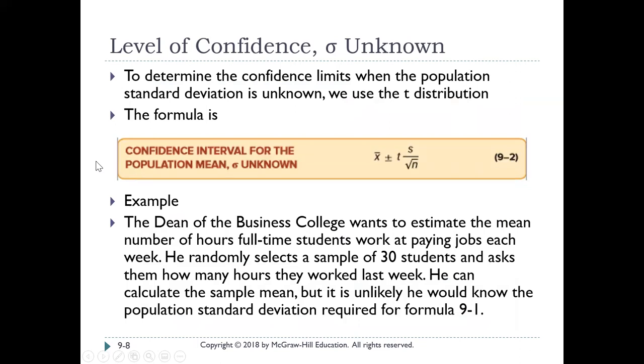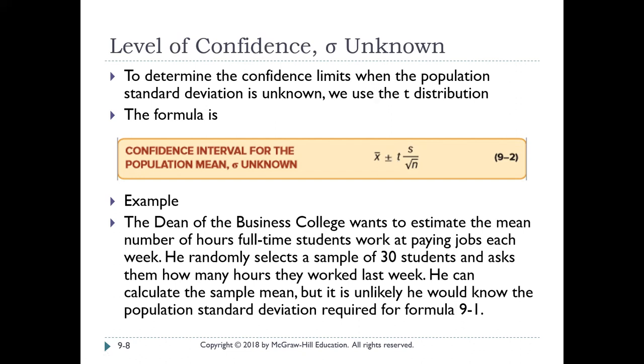Now, what if we don't know sigma? We have to use a slightly different formula. The formula is only going to change insofar as instead of sigma, we now have S. And if you remember, S is just the sample standard deviation. So we already know how to calculate this. And on a question on an exam, I'll give this to you. And we have T.